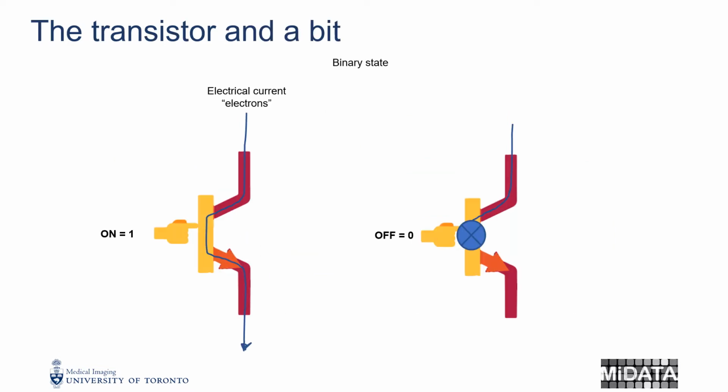A transistor is a switch inside a chip, and these transistors either let electrons through or block them off. Because of this action of either letting electrons through or not, it can be classified as a binary state of being on or off, and we call this a bit. So the bit can either be 1 if it's letting electrons through, or 0 if it's not letting electrons through.